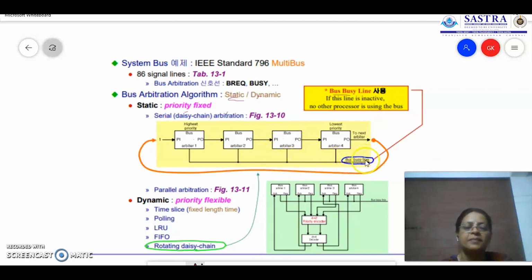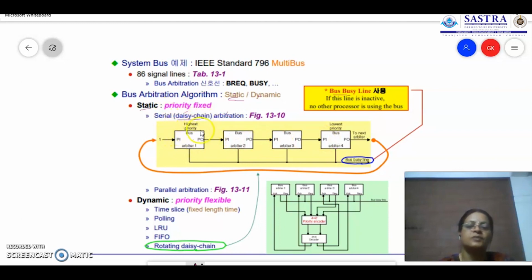Whenever the line is high, it means that some processor is making use of the bus for its own data transfer purpose. So if another device wants to make use of the bus, it has to wait till the busy line goes low. And the bus arbitration logic can be classified into two broad categories, mainly static and dynamic. We have so many devices. If these devices have the priority in a fixed order, it comes under the static nature. If you observe here, it looks like a daisy chain arbitration.